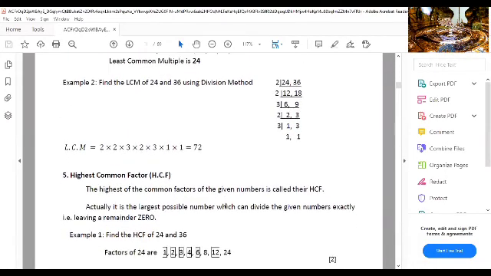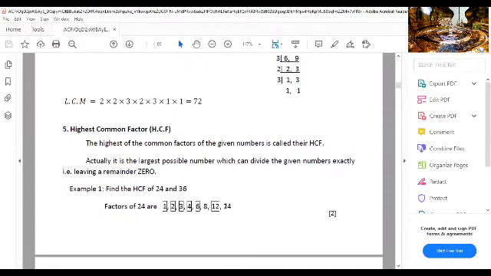Now, highest common factor. Highest of the common factors of the given numbers is called their HCF. Simple definition: highest of the common factors. I have to first write the common factors. In that we take the highest one. That is nothing but HCF.